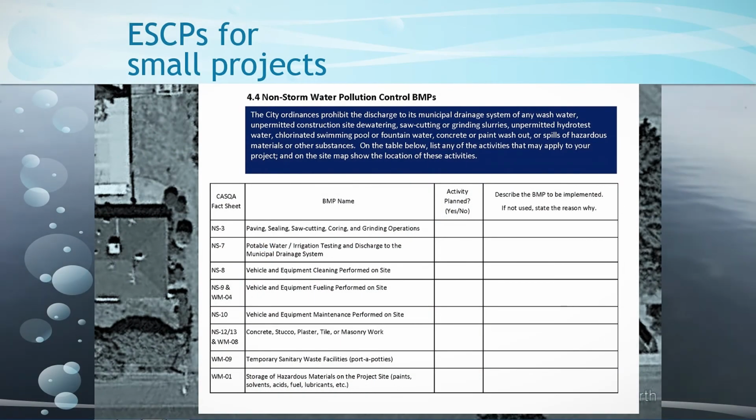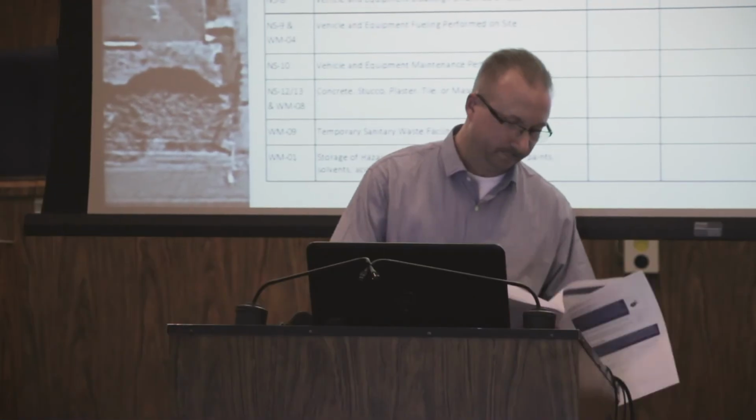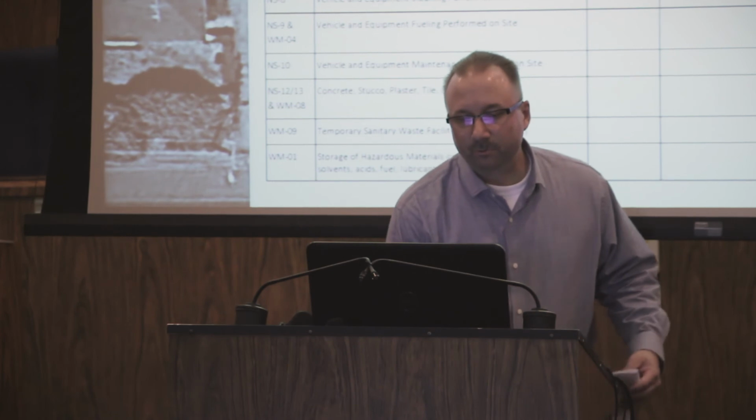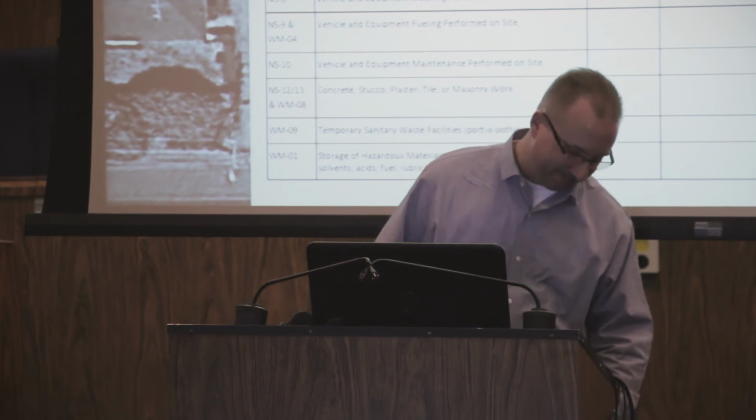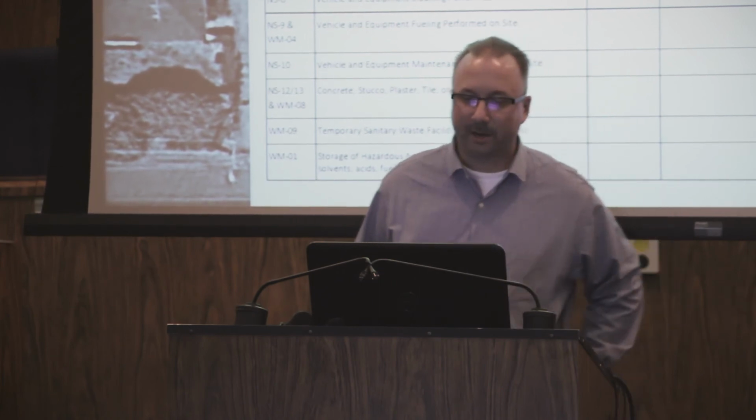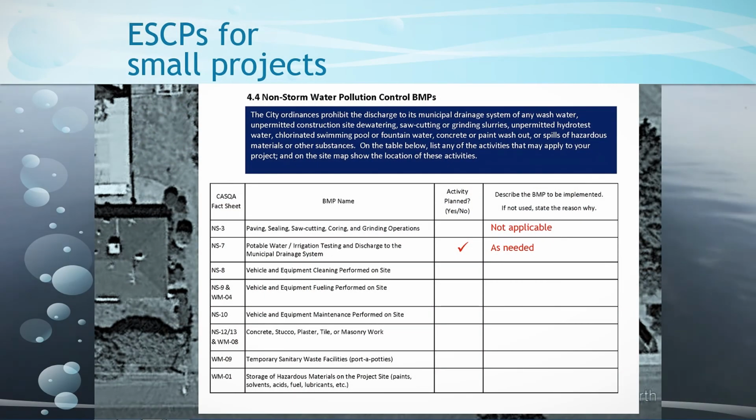All right, now let's go to the last segment here, 4.4, non-stormwater pollutant controls. And the first one, paving, sealing, saw cutting, coring, grinding operations, not a lot of it. Not enough to even mention, so we say not applicable. And S7, potable irrigation, testing, discharge to municipal drainage system, maybe, especially when they're starting to establish their landscaping, possibly some overspray. So I say as needed, it's a possibility.